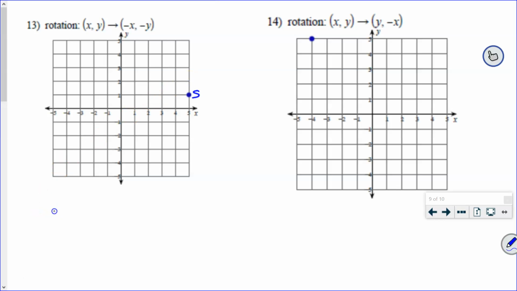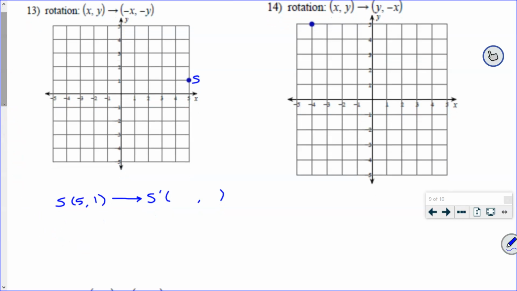To get started, I always like writing down those coordinates. So S has the coordinates of 5, comma 1. And S is going to be transformed to S prime with new coordinates that I don't know yet, but I'm just setting this all up so I can just fill those in. This is how I like showing my work. I write down the coordinate, show what it's going to go to, but then I always write the rule right up above it so that I can really make those connections.